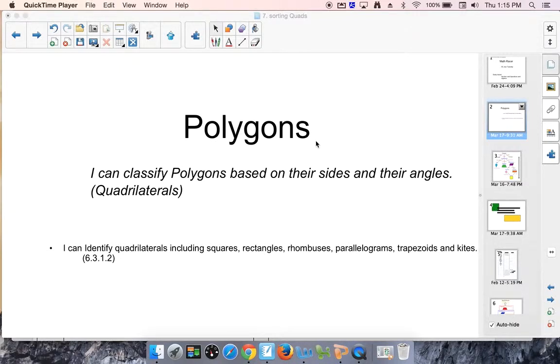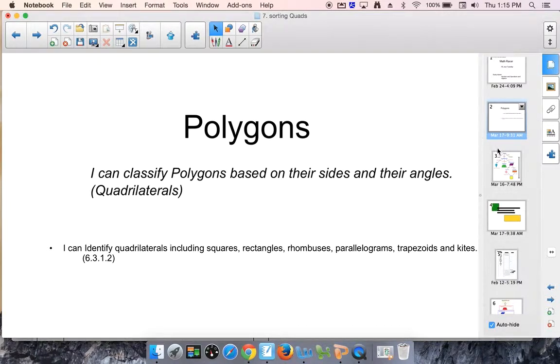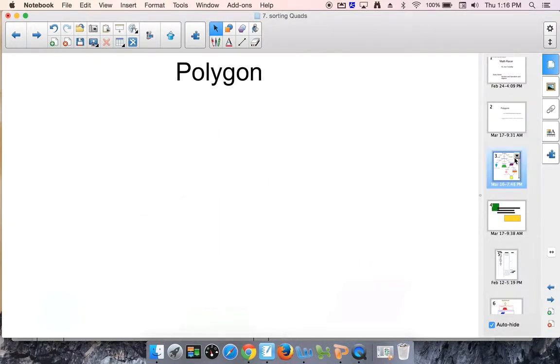Today we're looking at polygons, specifically quadrilaterals. I can classify polygons based on their sides and their angles. It's part of the standard. I can identify quadrilaterals, including squares, rectangles, rhombuses, parallelograms, trapezoids, and kites of the Minnesota State Standards. So take out your notebook and I want you to write polygon on the top.